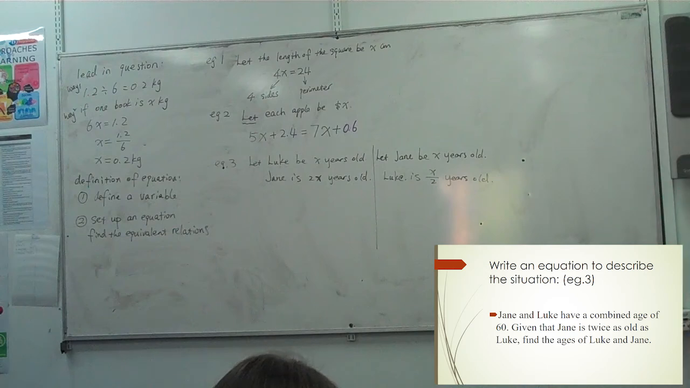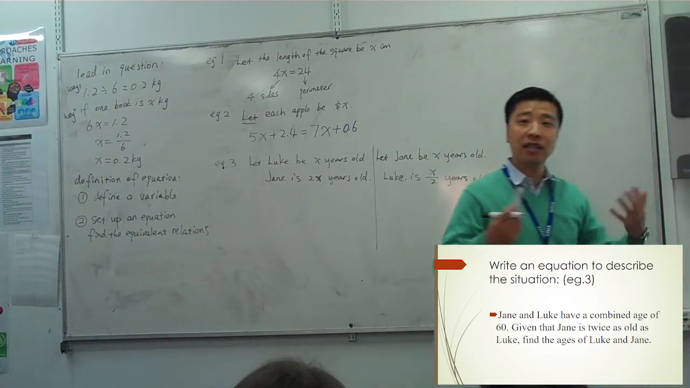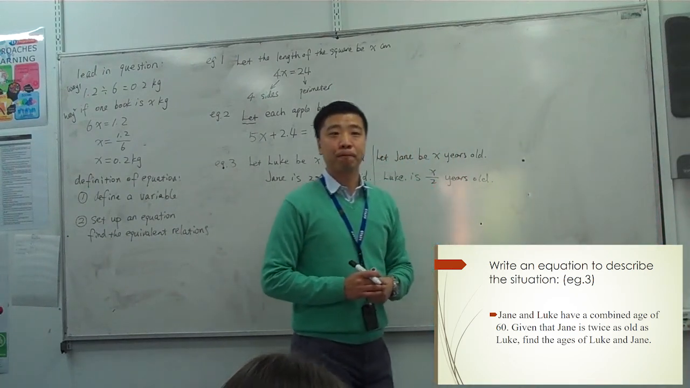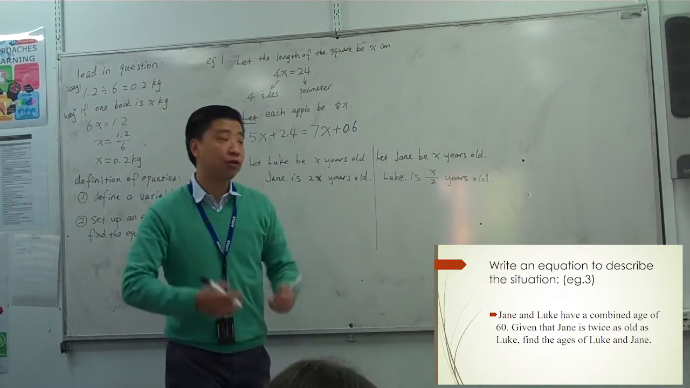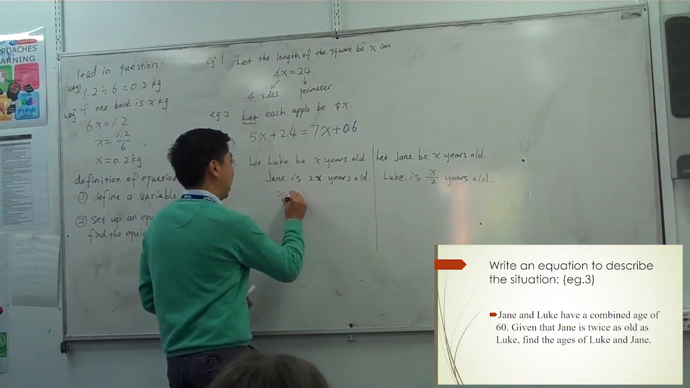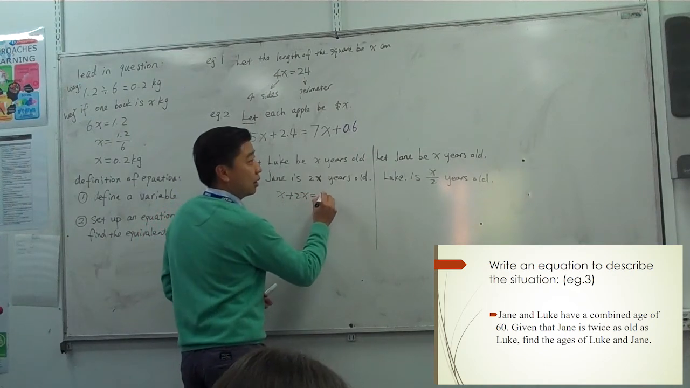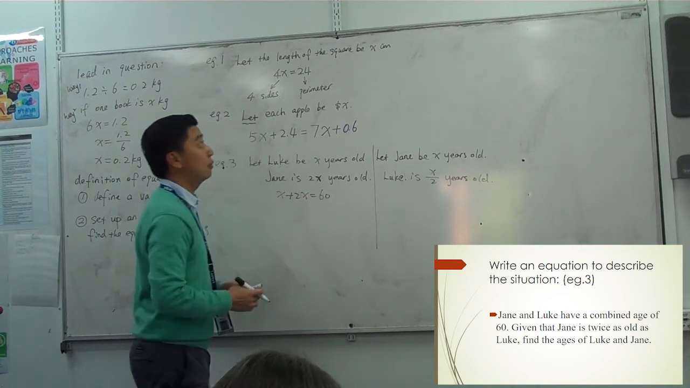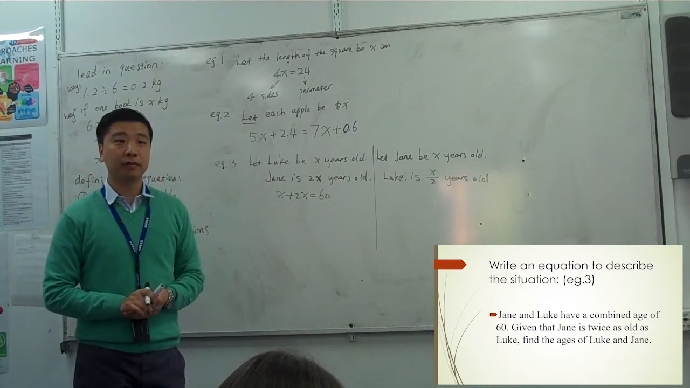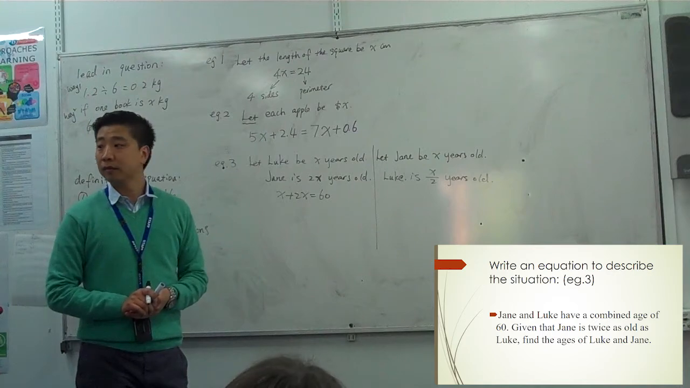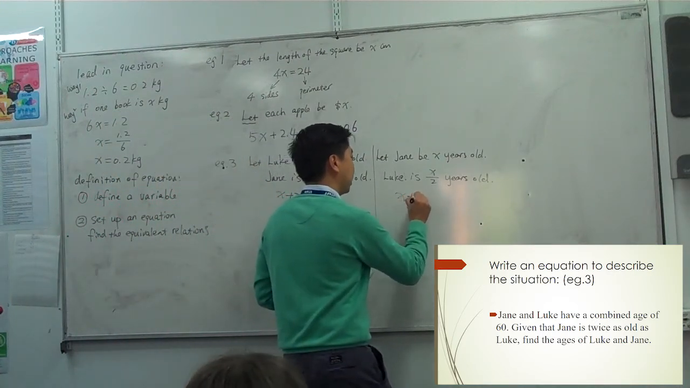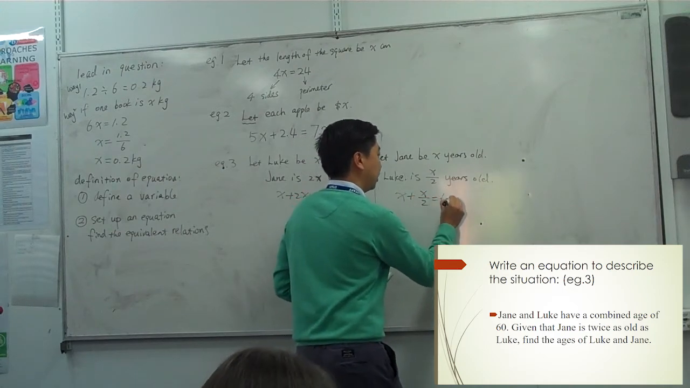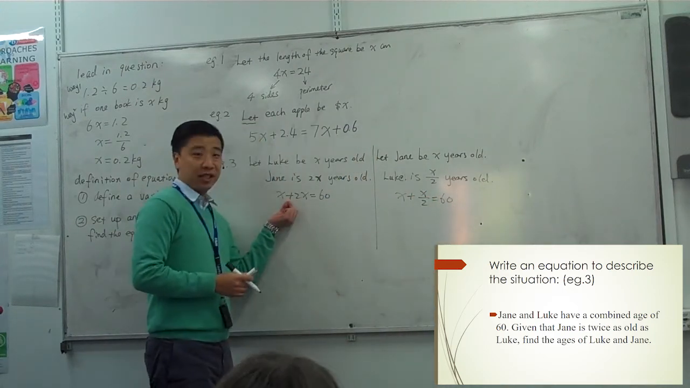Now let's have a look. Jane and Luke have a combined age of 60. What does this sentence tell you? What does combined mean? Add. Good. So x plus 2x equals 60. This one is the sign. We say x plus x over 2 is 60. This means combine.